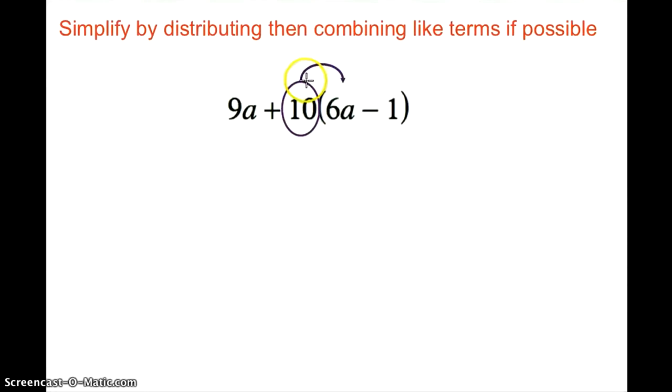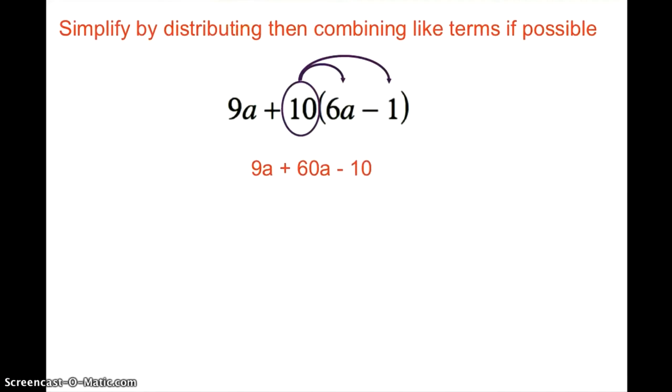So there are two terms, positive 6a and -1, that I'm going to distribute to. I'm going to write down the first 9a because I did nothing with it. I'm going to multiply 10 times 6a to get a positive 60a, and 10 times -1 to get a -10.